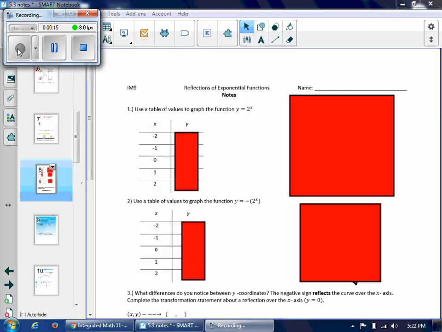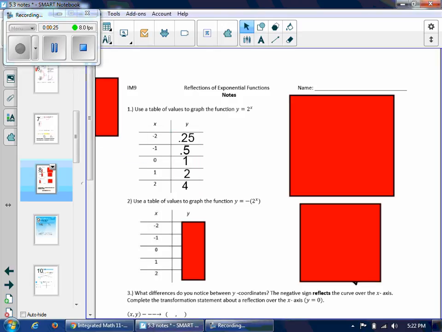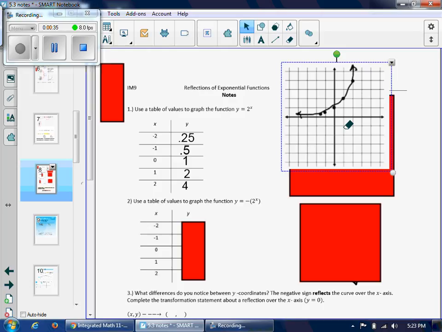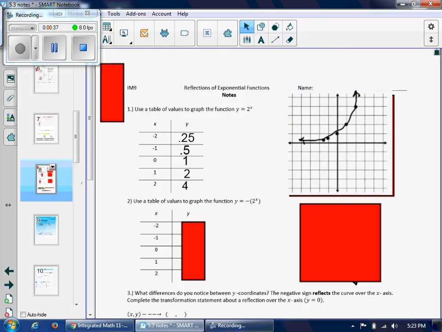For number 1, we're going to use the same parent graph that we did in graphing activity number 1. So if you use your table of values on your calculator, you will see that these are the y values that you will get for this exponential function. And then here's a graph if you were to graph these points. All right, Miss Klein's graphs aren't very pretty.